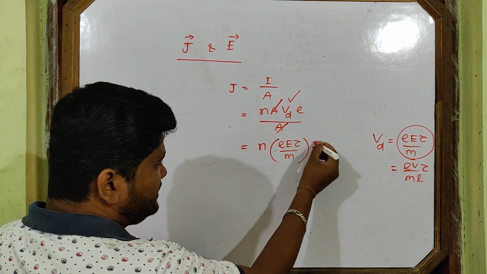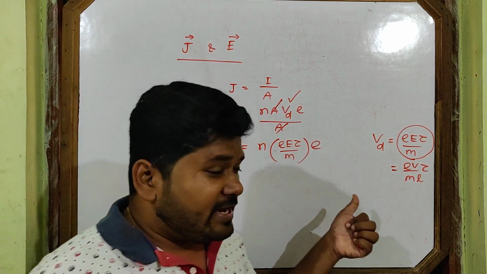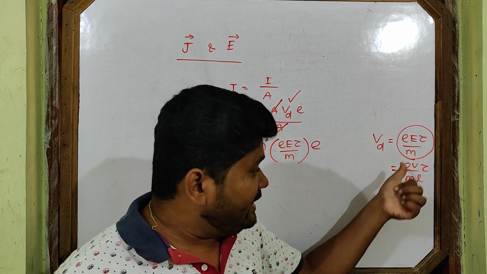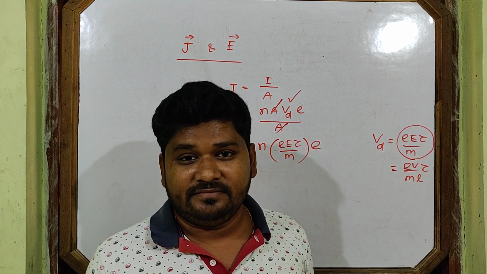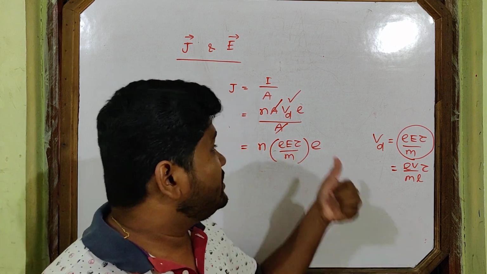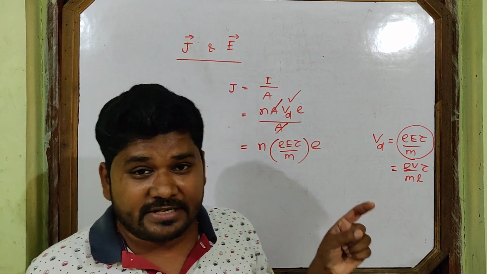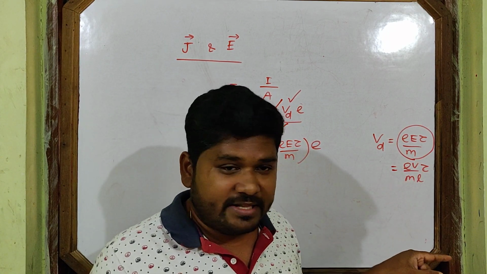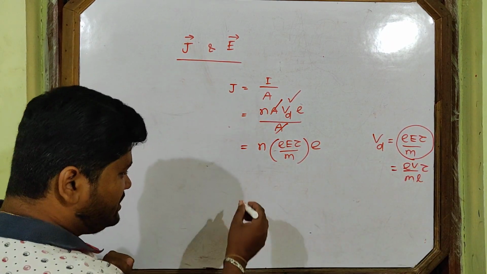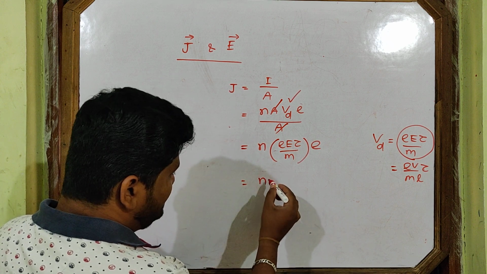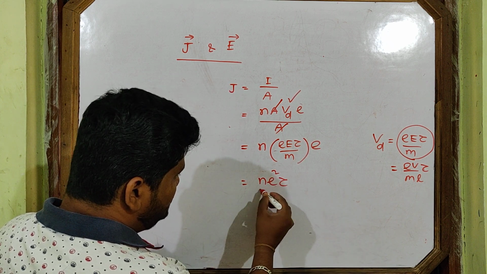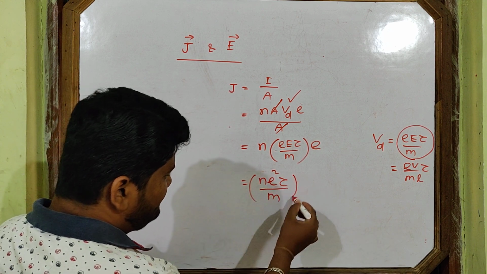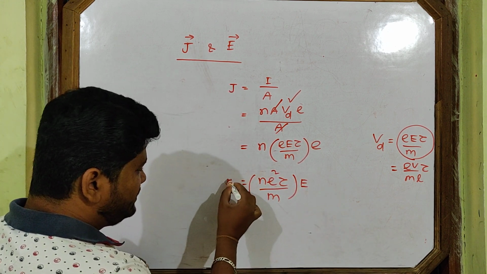I wrote this formula. You can ask me the question, sir, why are you writing this one? Why not this one? We need electric field intensity. We want it, because we have to find the relationship with electric field intensity. So I will write this formula. If I write the other one, I will not get anything. Okay, I am writing e E tau by m. So this is n e squared tau by m, times E. This is J.